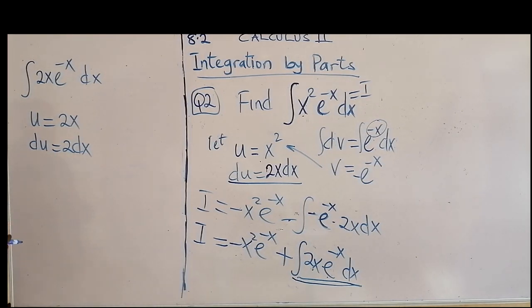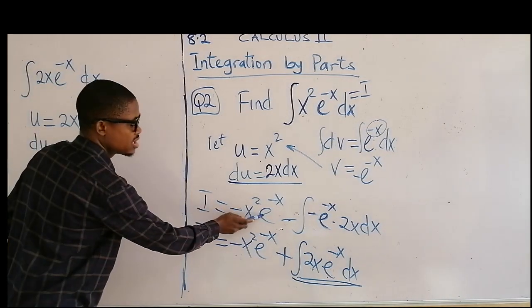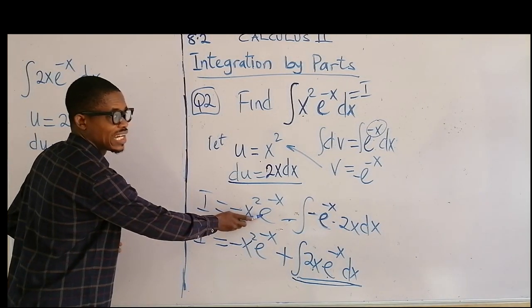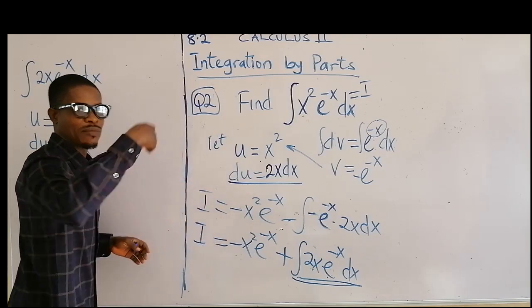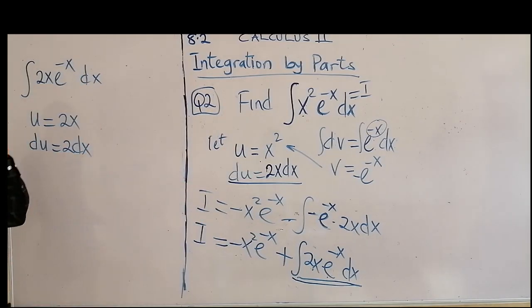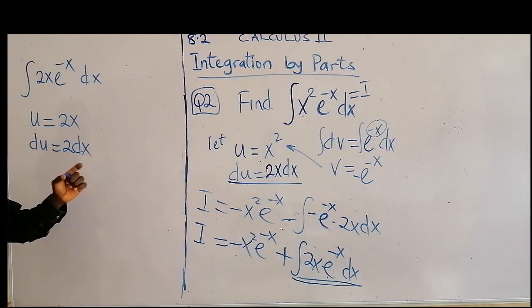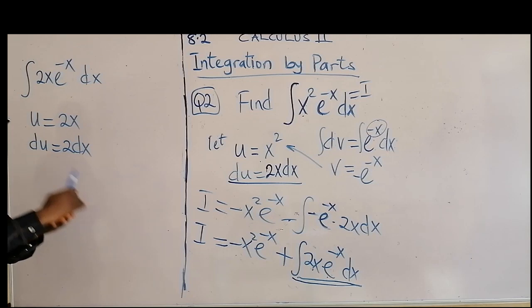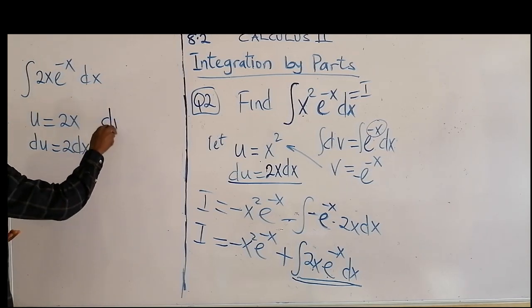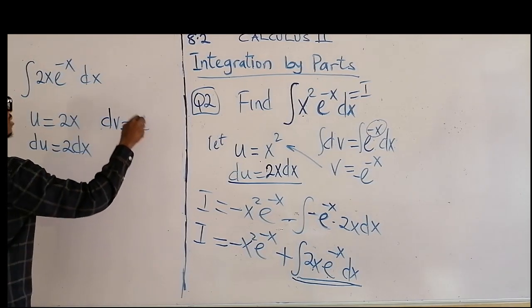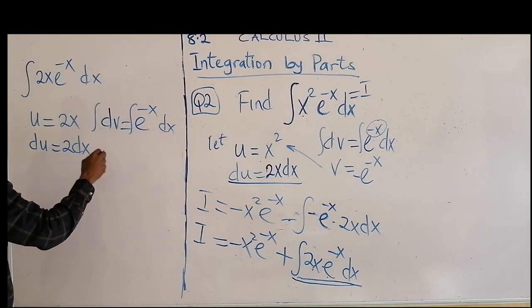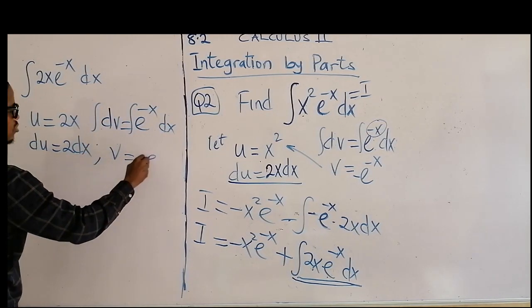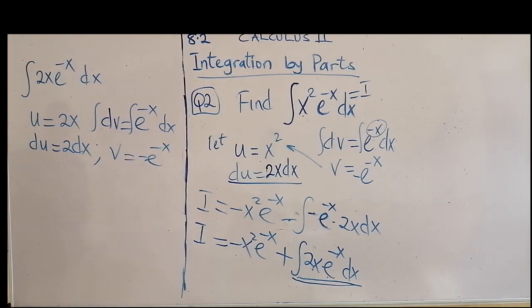But if you had made this one your u, it wouldn't end, it would just keep on giving you exponential to the power minus x. So your u must be differentiable and must become singular on differentiation, must be reducing upon differentiation. So the v for this case is what? Exponential to the power minus x. Integrate this one. So we have v equal to this. Okay, let's substitute.